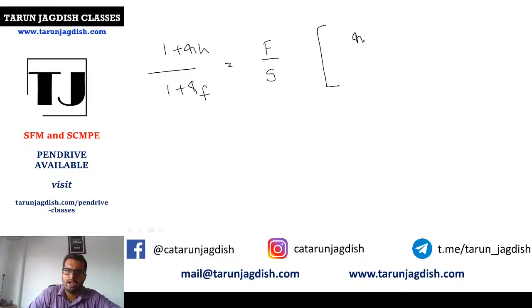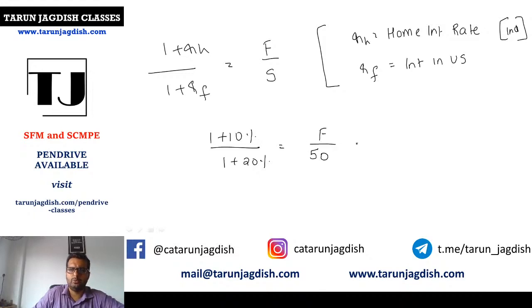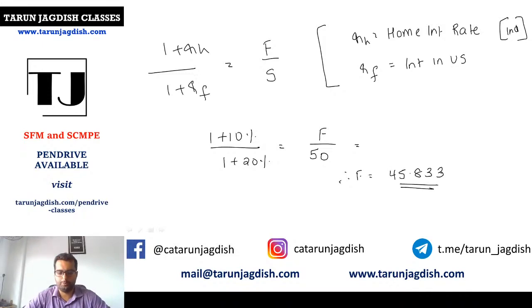Okay, where RH means what? Home interest rate. So here home interest rate is which one? India. Why India? I'll tell you later. RF means interest in US. This one will be interest in India. F means forward rate, S means spot rate. So the equation will be 1 plus 10% divided by 1 plus 20% is equal to F by 50. Therefore, F, what answer I'll get will be 45.833 rupees.